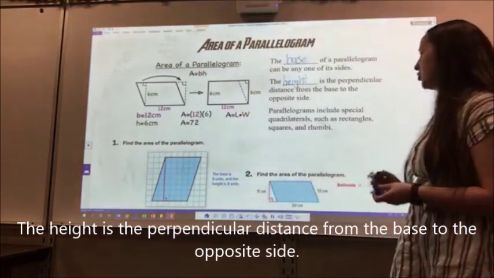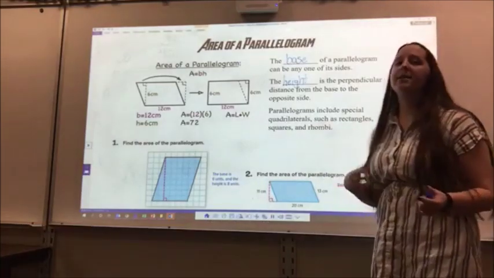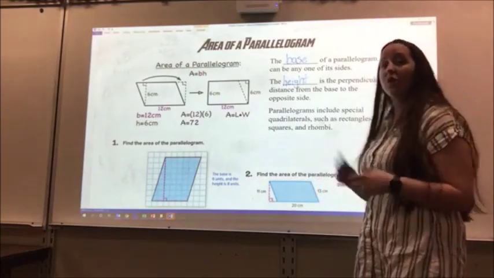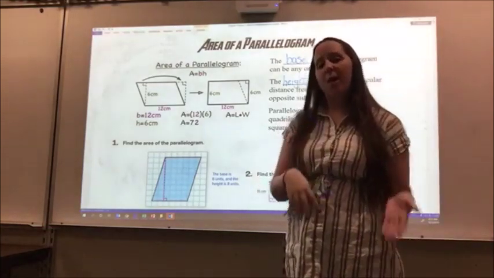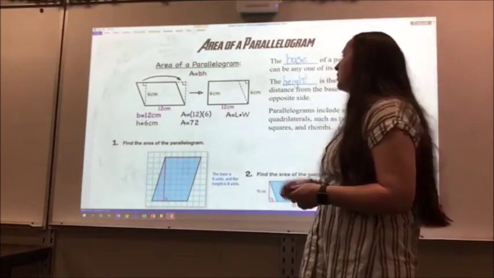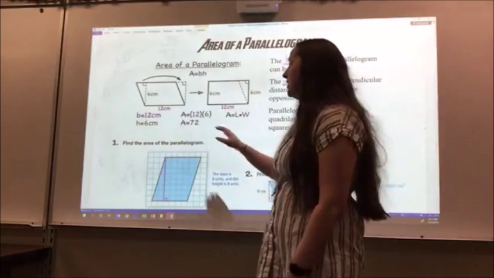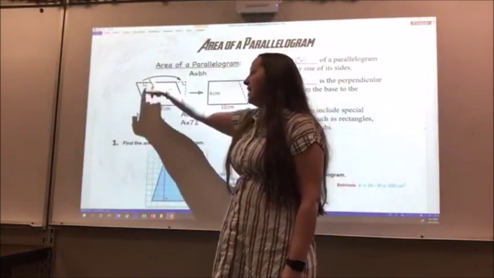Parallelograms include special quadrilaterals such as rhombi, which are the rhombuses, that's just the plural form, squares, and rectangles. Okay, so they're all parallelograms. You find them all the same way. You multiply one side by the other side. Okay? So looking at this diagram right here, I have a base of 12 and a height of 6.